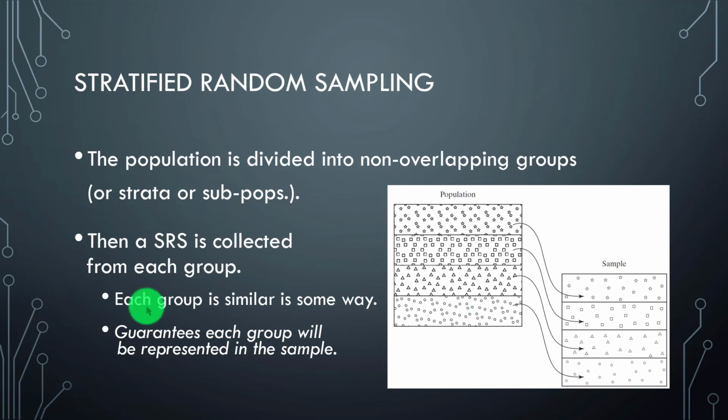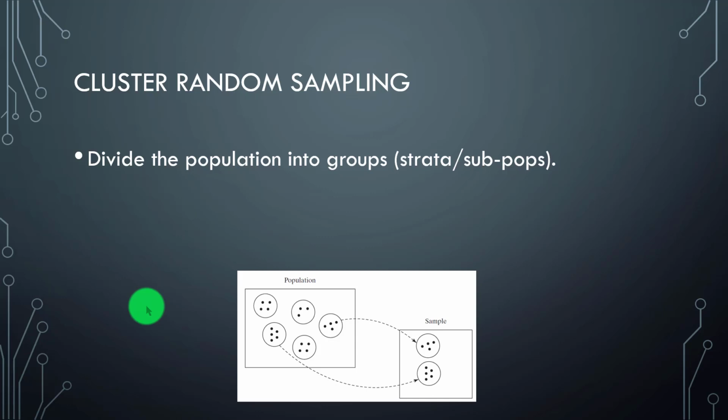Another form of random sampling is called cluster random sampling.